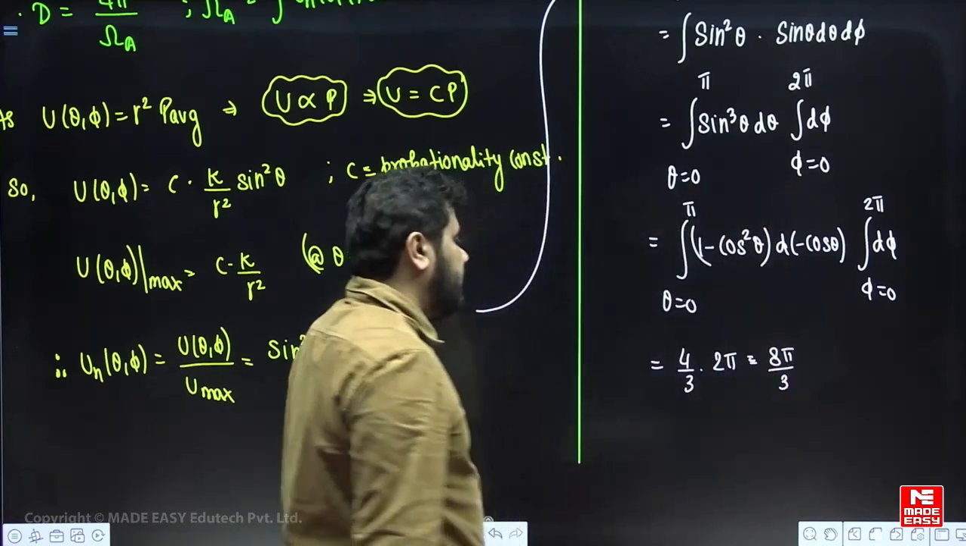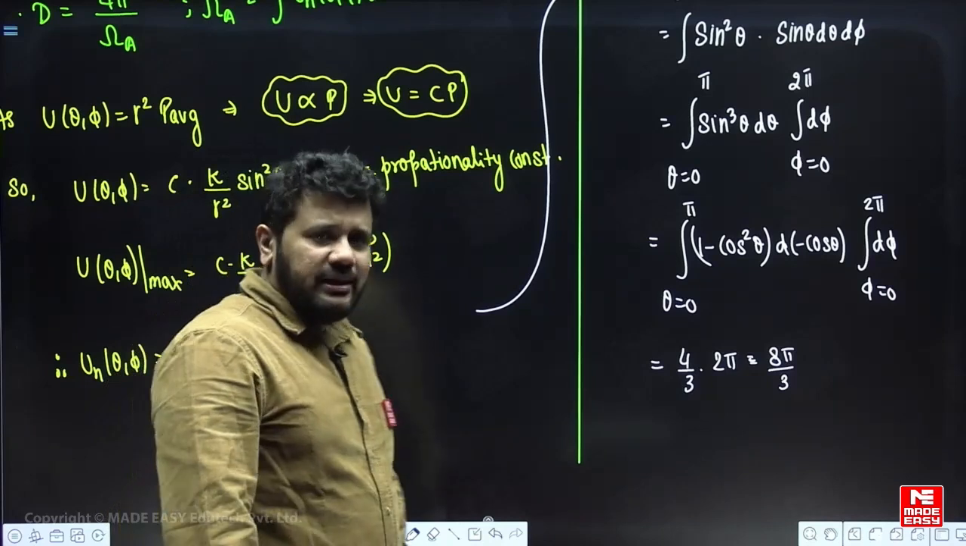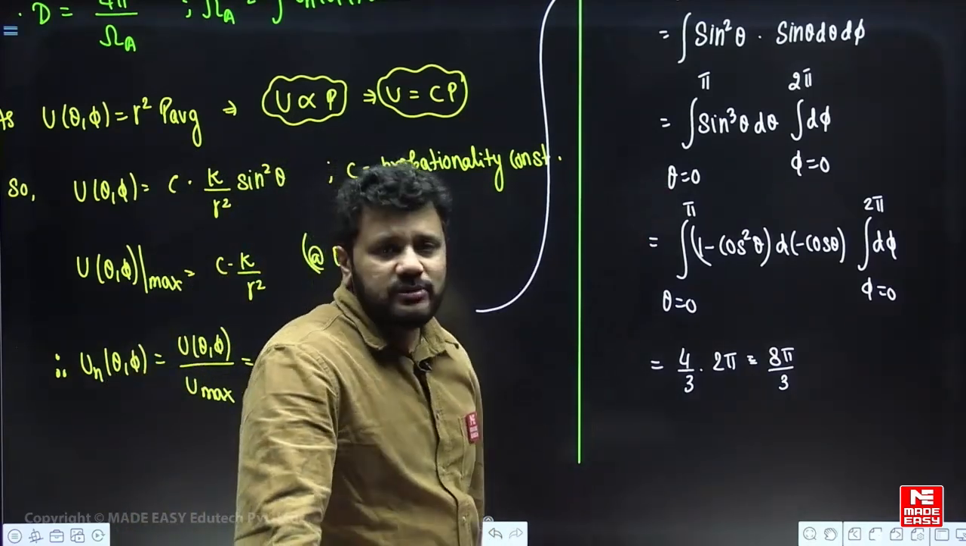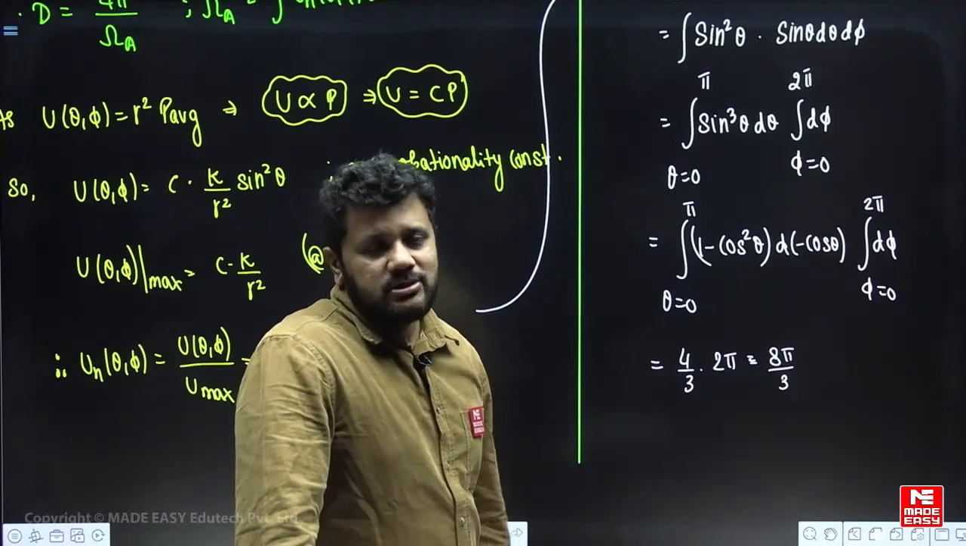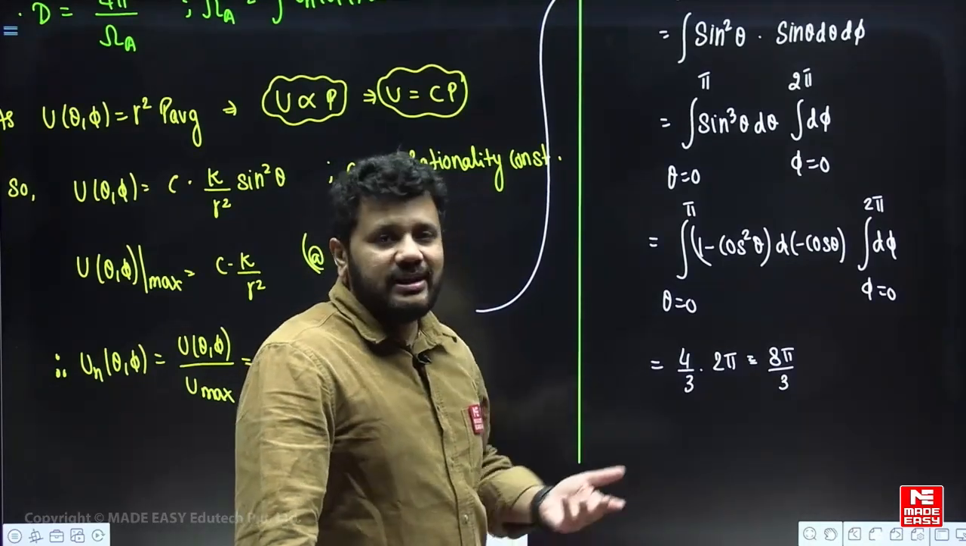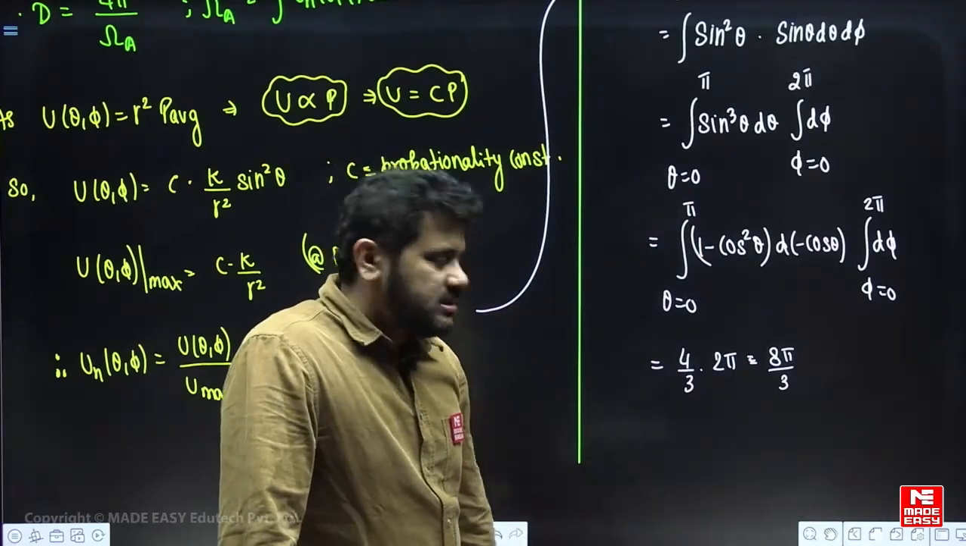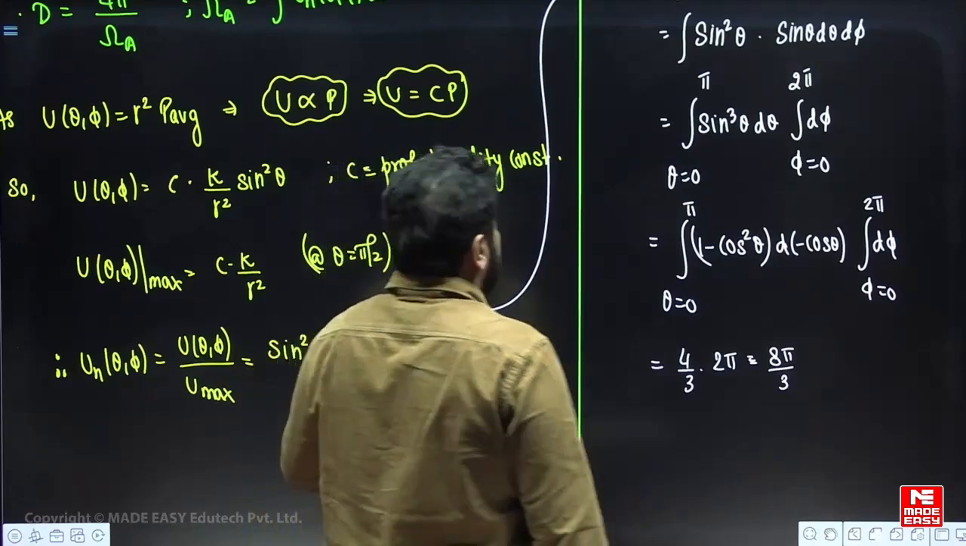You can easily obtain this integration, and in antenna part or in directivity, in the majority of the questions you will find this kind of sin cube theta d theta from 0 to pi. So in maximum questions you will get this kind of values. So obviously this is the standard result. You can remember 4 by 3 is the answer, right. Now this is your 8 pi by 3, fine.